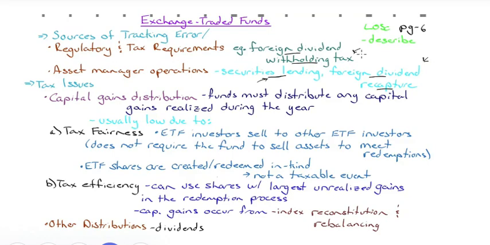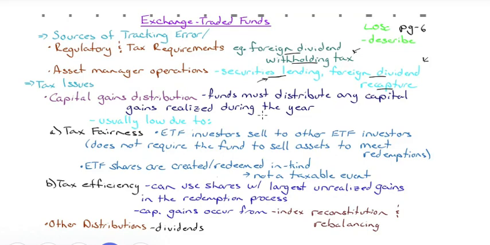Some tax issues, and I don't know that the learning objective really expects us to go through the tax issues. It seems to fall outside the scope of it, but I can get it done in half a screen here, so let's just cover it anyways. Capital gains distribution. Funds must distribute any capital gains realized during the year, but it's usually low. For mutual funds, that's true. They distribute the capital gains throughout the year. So when you get your distribution report at the end of the year, it tells you how much was interest income, how much was dividends, how much was capital gains.